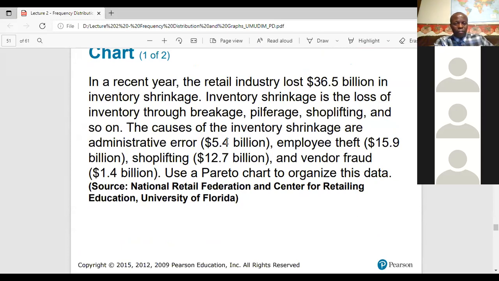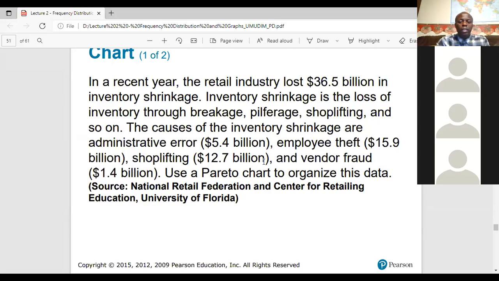So the causes of inventory shrinkage are administrative error, employee theft, which is 15.9, then shoplifting, 12.7 billion, and vendor fraud. Use a Pareto chart to organize this data. So what you're gonna do for a Pareto chart is you put them in order from largest to smallest. Largest here is shoplifting. So I'm gonna write shoplifting is 12.7 billion.